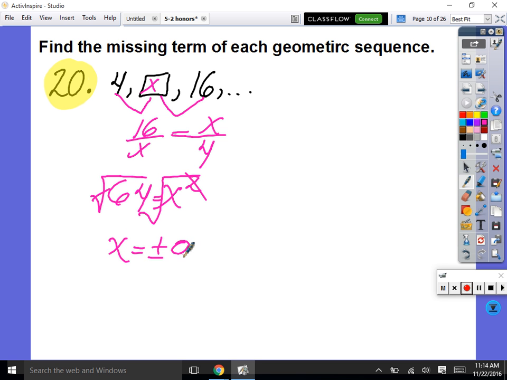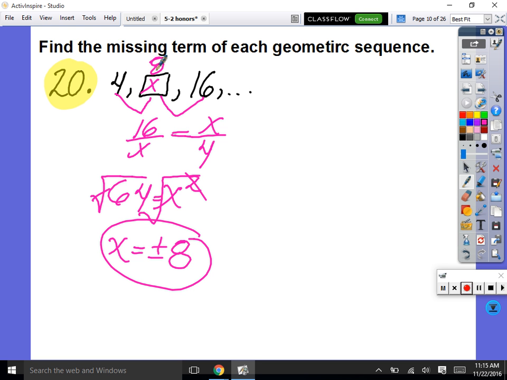X could really equal plus or minus 8, correct? Isn't that true? Because think about it. So x is equal to plus or minus 8. So if we put an 8 here, then what would we be multiplying by? 2. If we put a negative 8 there, we would be multiplying by negative 2, and that would still work, correct? Okay. Sweet. So plus or minus 8, it's one of those two answers. Does that make sense, everyone?